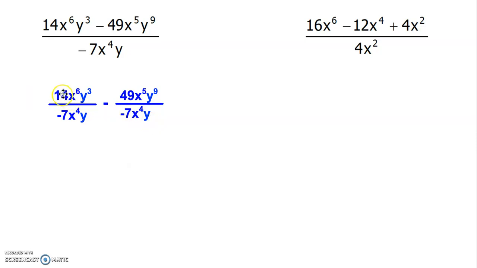So here I have 14 divided by negative 7, and that gives me a negative 2. X to the sixth over x to the fourth gives me x squared. Y cubed over y gives me y squared. Notice here that this minus and this minus will actually give me a plus here. When I divide 49 by negative 7, that's a negative 7, but minus and negative will turn into this positive 7 here. X to the fifth over x to the fourth becomes x, and y to the ninth over y becomes y to the eighth. This problem here is on your own.